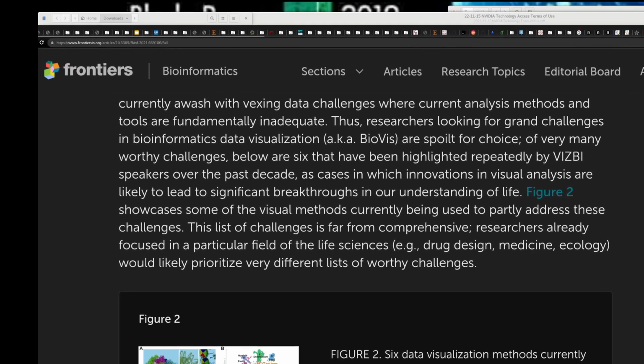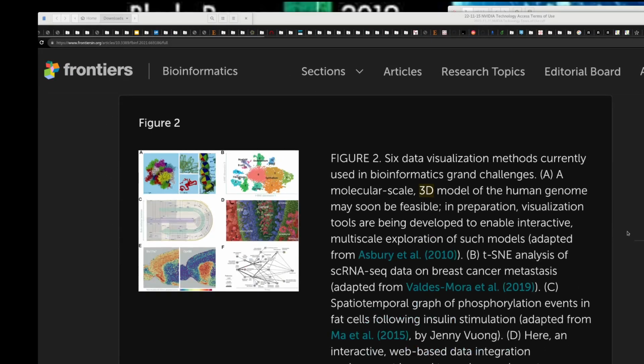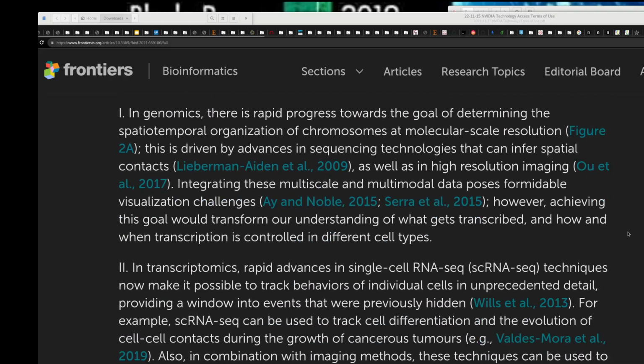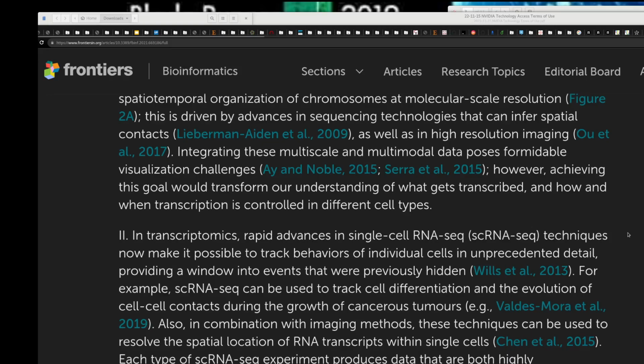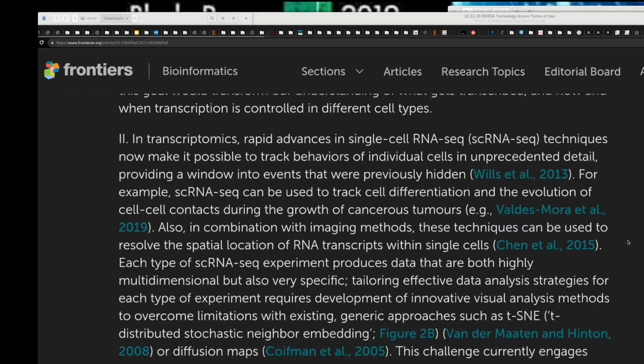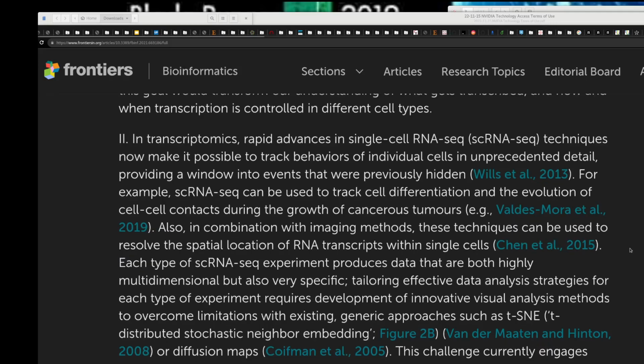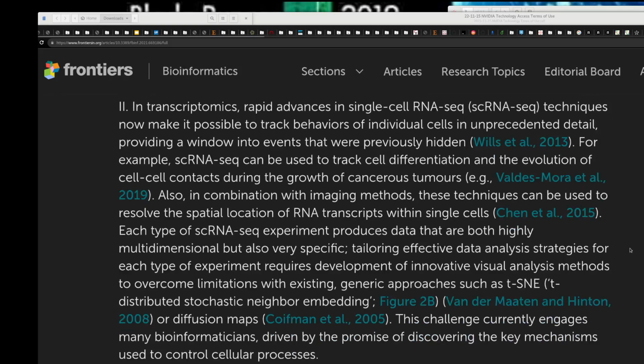Integrating these multi-scale and multimodal data poses formidable visualization challenges. And Noble, 2015, Sarah et al., 2015. However, achieving this goal would transform our understanding of what gets transcribed and how and when transcription is controlled in different cell types.